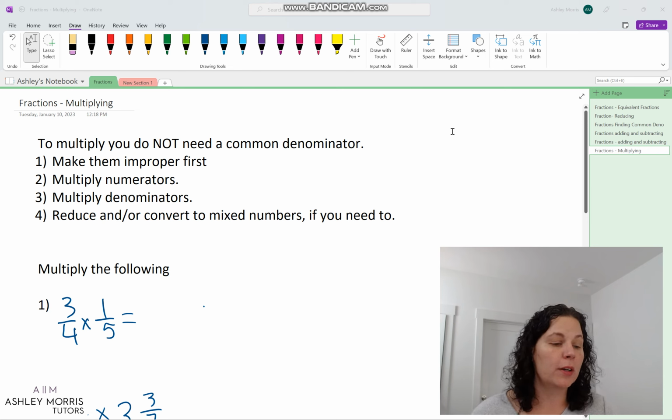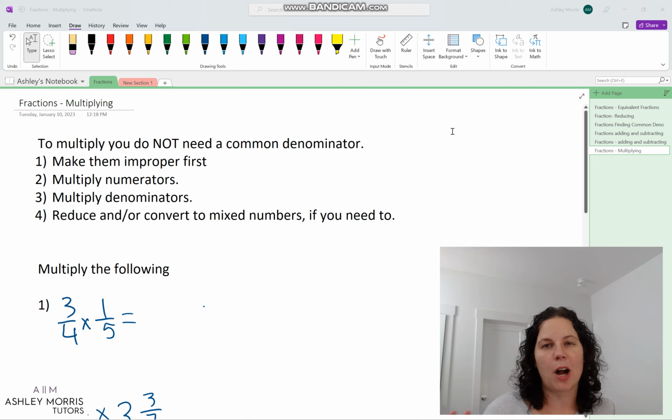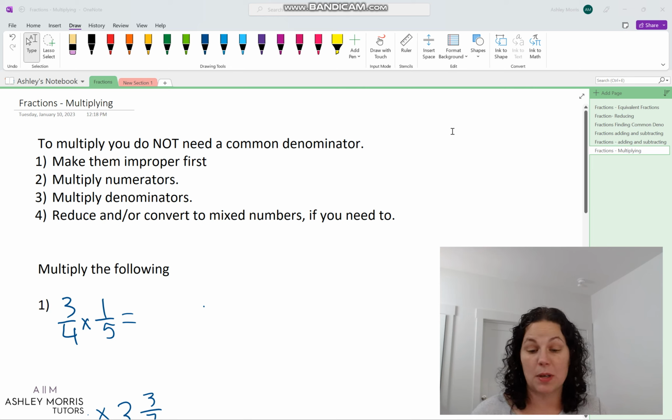In this video, we're going to learn about multiplying fractions. The cool thing about this, we don't need a common denominator. The only time you have to get a common denominator for fractions is if you're adding and subtracting. But we do have to make these improper to start. Then we're going to multiply the numerator, multiply the denominator, and then if you need to, you can reduce or convert to mixed numbers. Depends on what your teacher wants. The higher you go in math, usually teachers are fine with improper fractions. I'm going to make all these mixed numbers and always reduce.